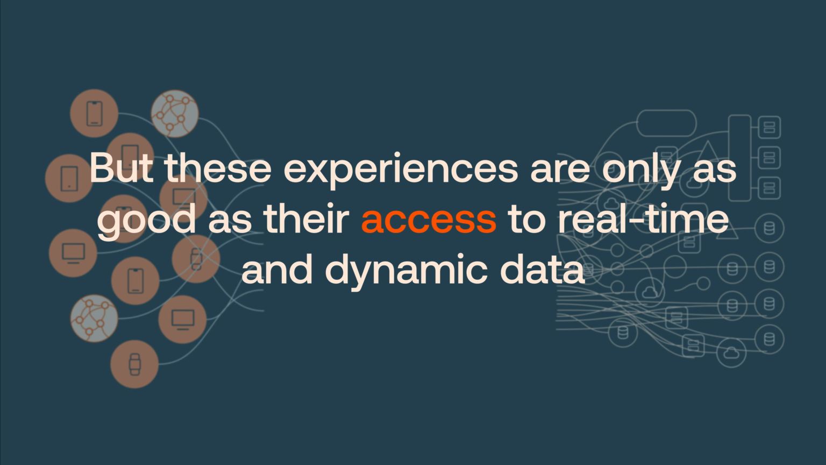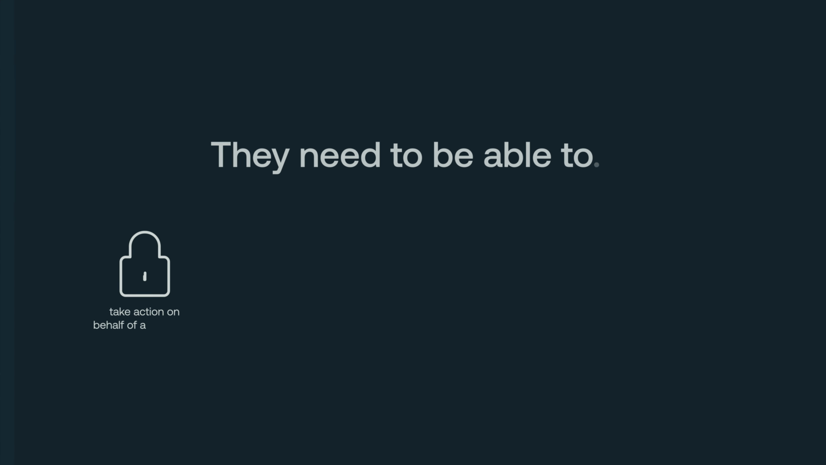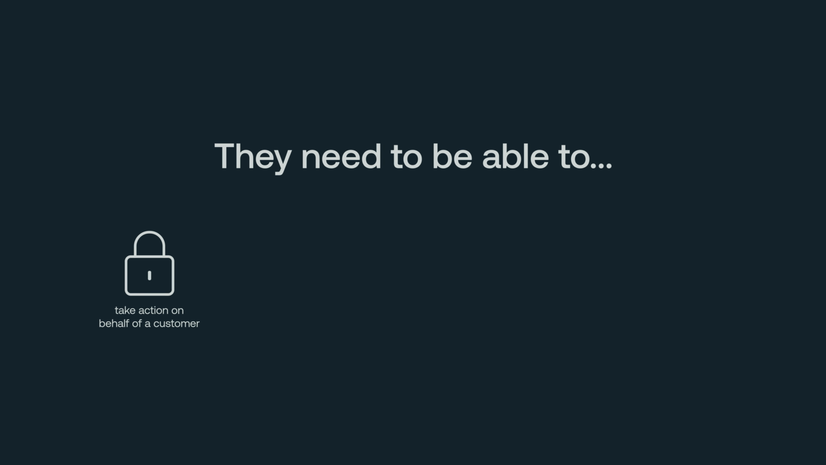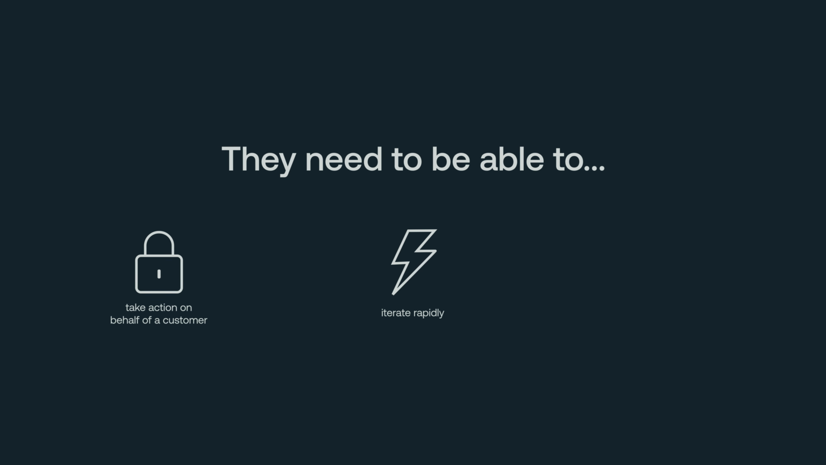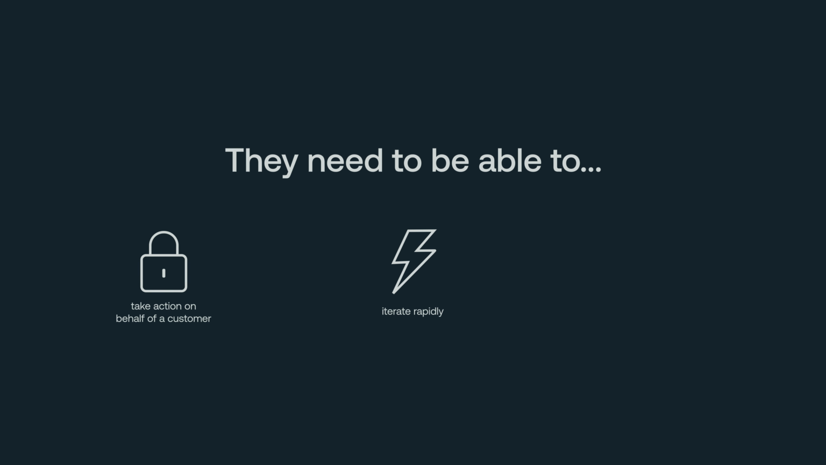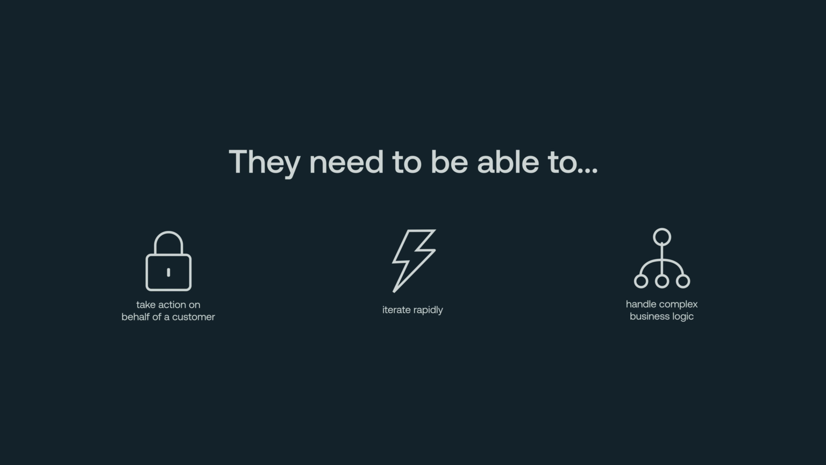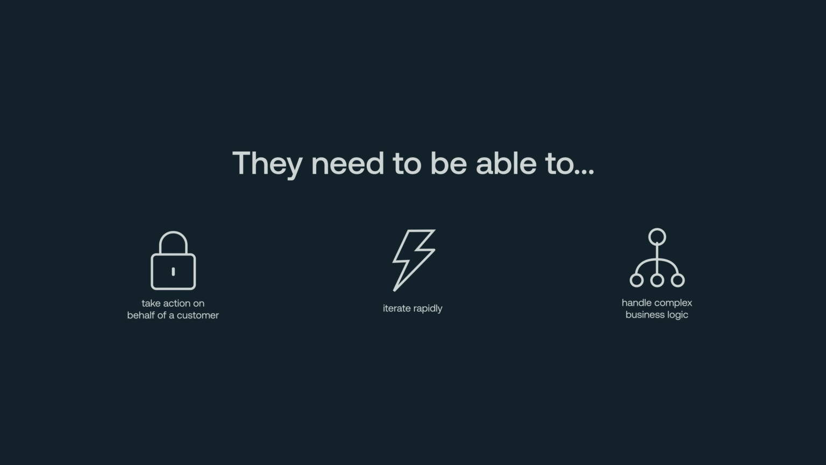They need to be able to do what any app can do, things like taking action on behalf of a customer. For example, placing an order at an online store. They need to be rapidly iterable. We should be able to deploy new capabilities without writing a bunch of boilerplate code. For example, if we wanted to expand our experience to know about existing orders. And finally, they need to handle complex business logic, things that would require access to data in multiple APIs, like answering when an order is scheduled to arrive.